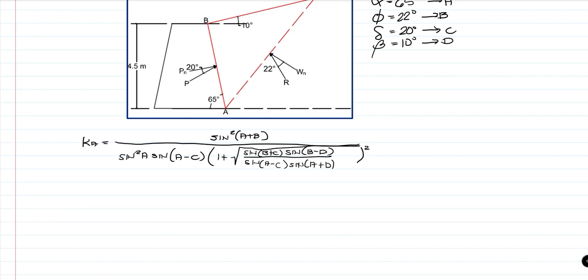So using our calculators in getting the active earth coefficient, so yung calc function ng calculator natin, we could have a value of Ka equal to 0.8152. So, yan ngayon yung active earth coefficient natin.